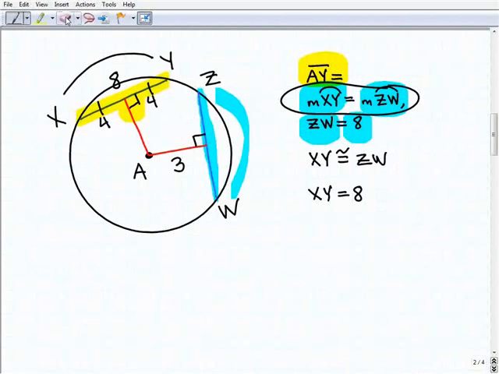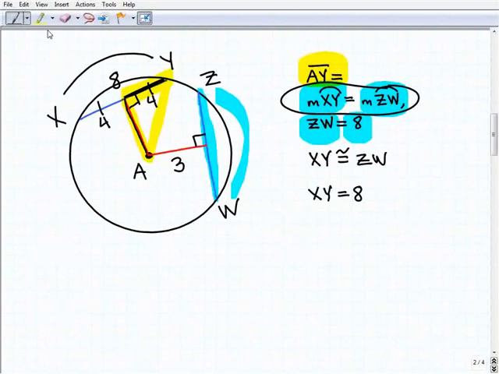Let me get rid of some of this here. What are we looking for? We're looking for AY, this distance here. So now I'm honing in on this right triangle, and I see a picture developing. I know this length is 4, we just figured that out. And this length here, it would be nice if we knew that length. Well, we do know that length.